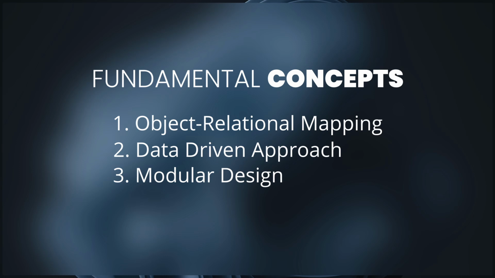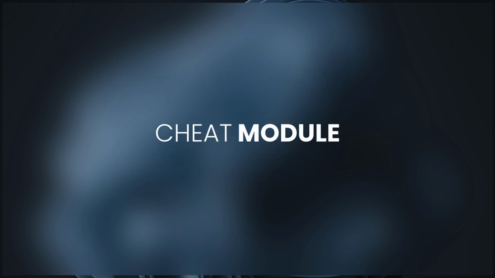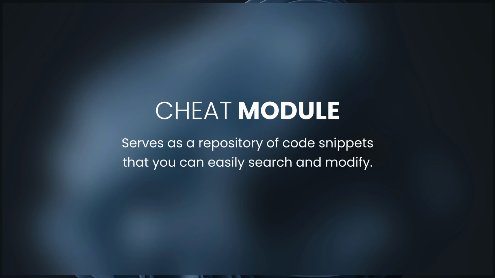Now that you know the basic concepts, the next step is to create a cheat module. This module will serve as a repository of code snippets that you can easily search and modify so you can copy and paste them later when you're creating the real module. While IDEs offer snippet features and there are many add-ons for code snippets, creating your own cheat module will help you become more comfortable with Odoo development. Since it's an actual Odoo module, you can treat it like any other module: search the code using your IDE, install it, and more. You can also add your own comments, tags, or anything else to make it easier to understand and search later.